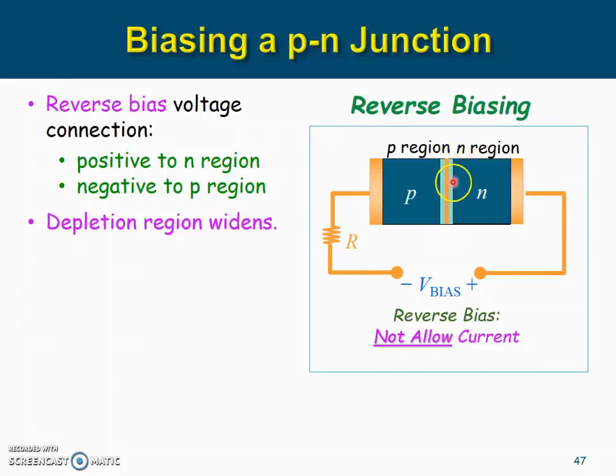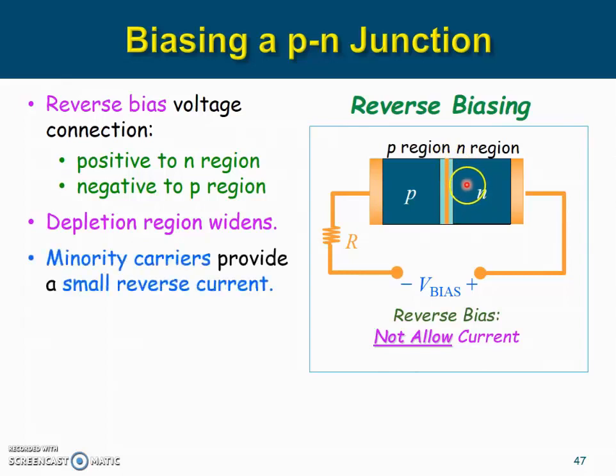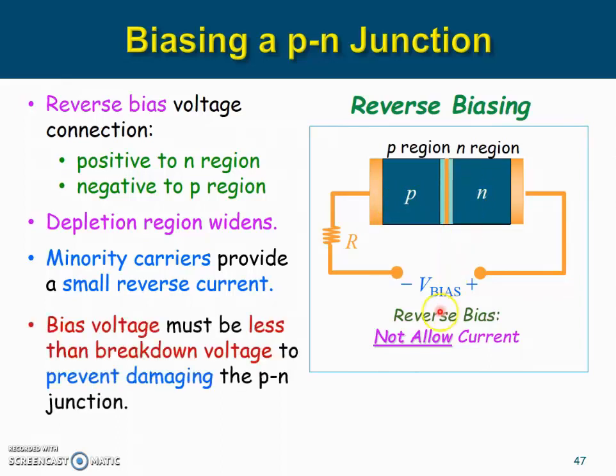The formation of the depletion region will stop the current of the majority charge carriers. However, a small amount of current can still pass through this PN junction, and it is carried by the minority charge carriers. About this reverse biasing voltage, it cannot be too large. If it is larger than a voltage called the breakdown voltage, this PN junction will be damaged permanently.